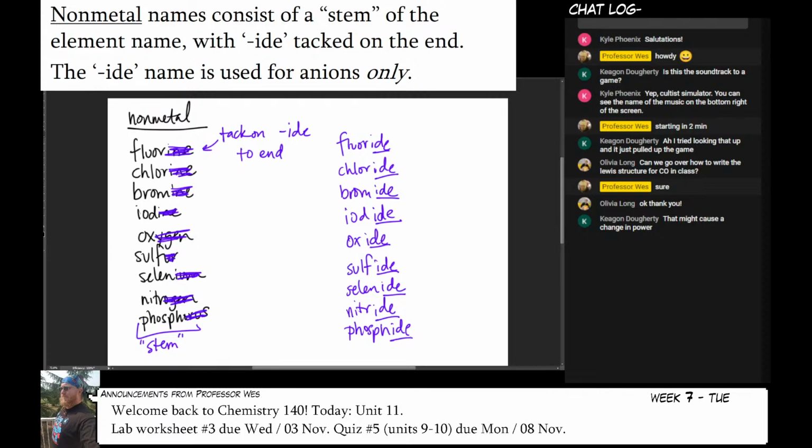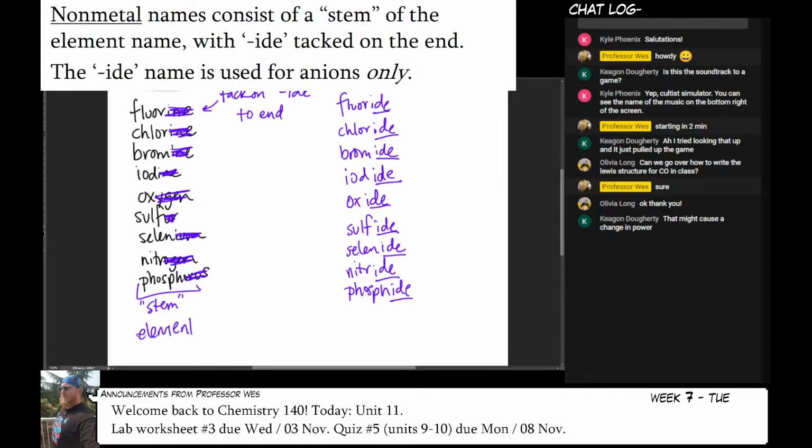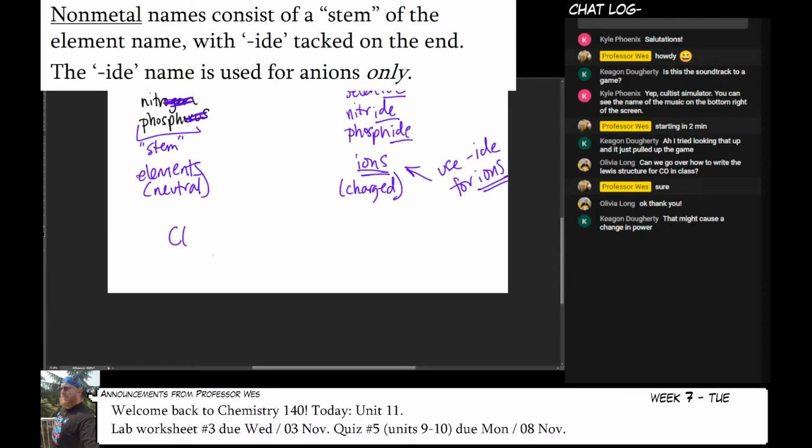Now, there is a difference between these names. These guys on the left are elements, and because they are elements, they are neutral. These on the right side are ions, which means that they are charged. And we only use the "ide" name for ions. So there is a difference between chlorine and chloride. What is that difference? Well, if I write this with no charge, that's chlorine with an N. But if I write this with a charge, that's chloride with a D.